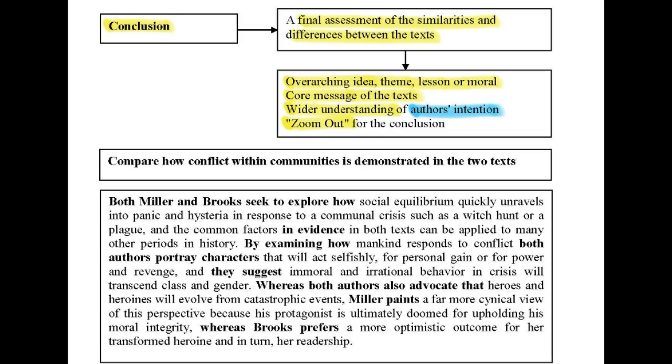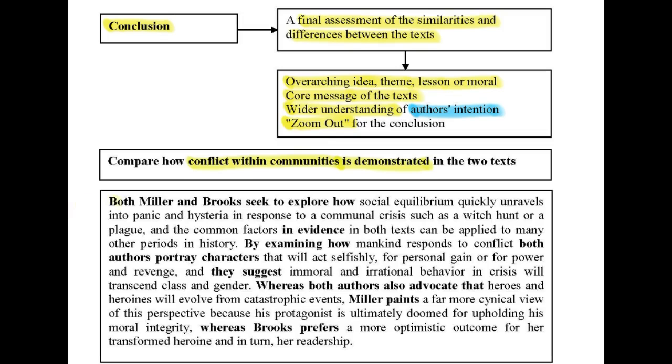Now we've been looking at the prompt, compare how conflict within communities is demonstrated in the two texts. So let's just have a look at what a conclusion might look like for that particular prompt. Both Miller and Brooks seek to explore how social equilibrium quickly unravels into panic and hysteria in response to a communal crisis such as a witch hunt or a plague, and the common factors in evidence in both texts can be applied to many other periods in history.